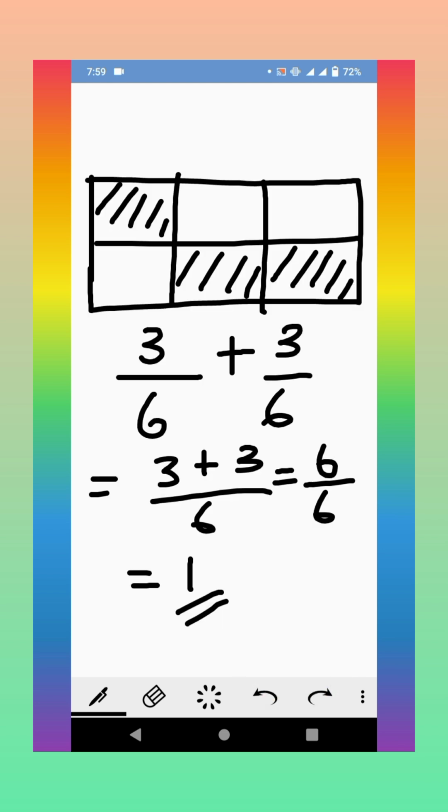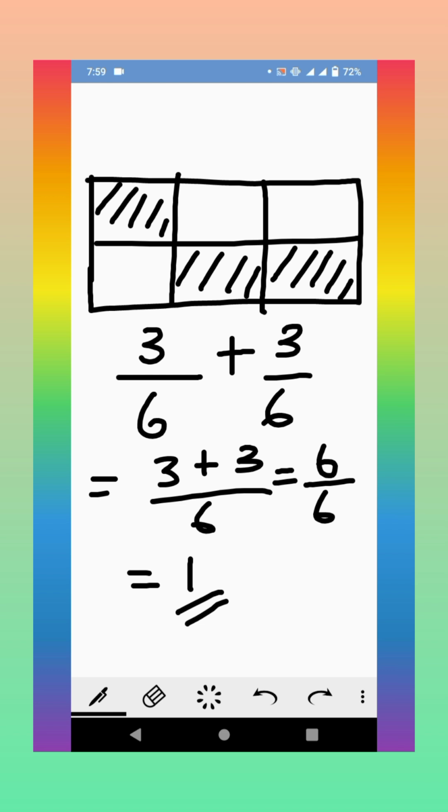So the question can be, what will you add to 3 over 6 that will give you 1? It's 3 over 6. This kind of concept is important. We apply knowledge like this in other topics. That is why it's good you have sound knowledge about like fractions. It looks childish, but this is the beginning of fraction.